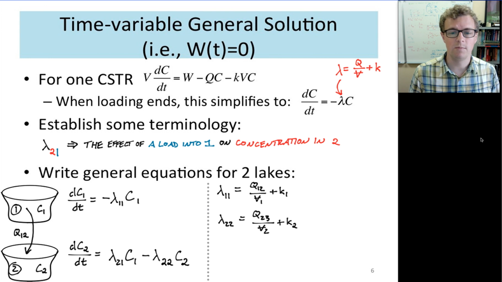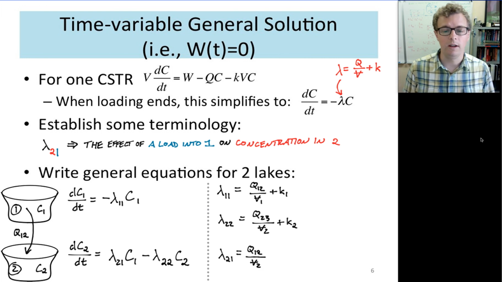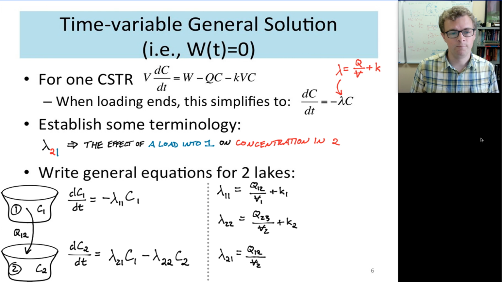These come from having simplified down the lambdas for each lake, and those look as they did before, Q over V plus K. That's how the lake acts on a load into itself. How does 1 act on a load into 1? How does 2 act into a load on 2? The thing that we're newly introducing here is this lambda 2,1 term. Right? And this lambda 2,1 term describes how loads into 1 are transferred into concentrations in lake 2.